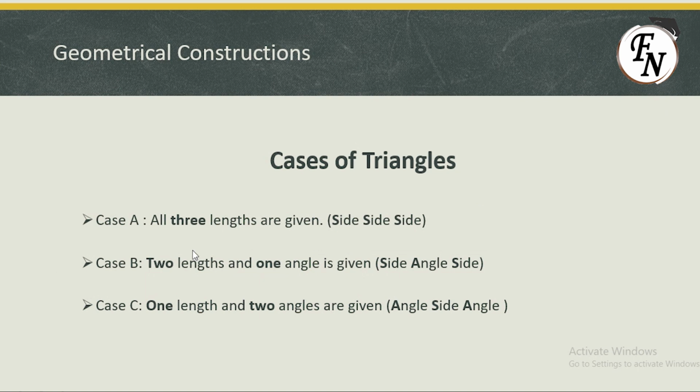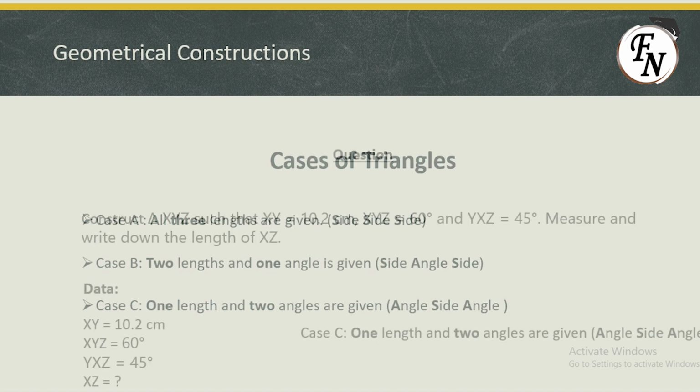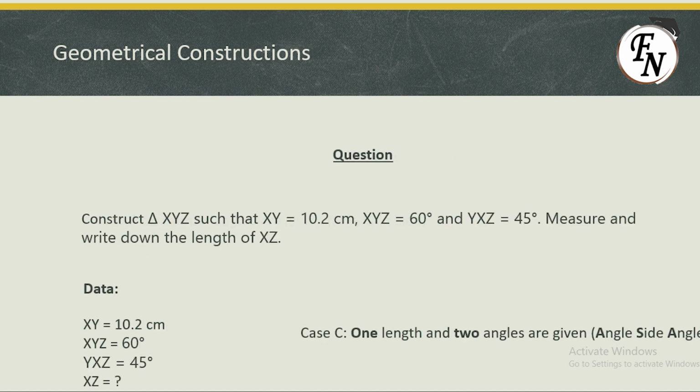that we were doing all these three cases, and this case A, all three lengths are given, is discussed in the previous video, and this two lengths and one angle given, which is side angle side, is also discussed earlier. Now today's topic is one length and two angles given, that is angle side angle. So how I need to draw a triangle with two angles and one side given. So let's start with a question to explain it to you.